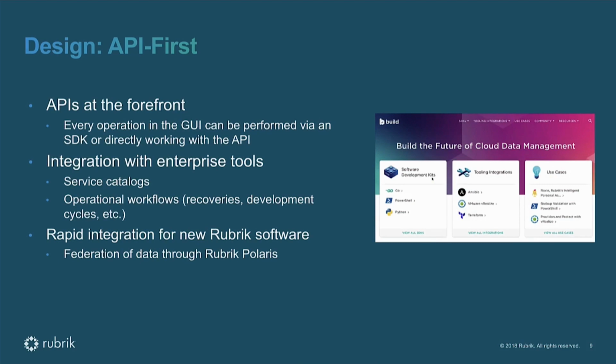So think about service catalogs like vRealize or ServiceNow. It also allows the administrator to create operational workflows that can easily be built through our SDKs or other automation tooling that can consume a REST API. So an example of this is we can automate a live mount and then do a DBCC check on an automated or recurring basis. It also lends a hand to our rapid integration for new Rubrik software. So an example of this from our past is that we've federated data with Rubrik Polaris.